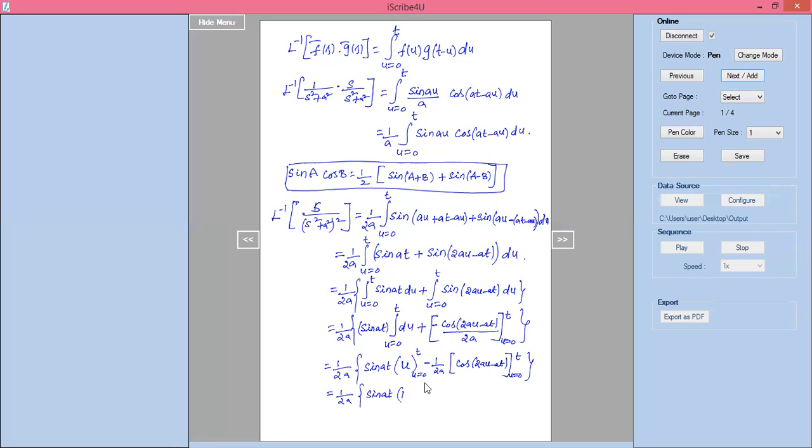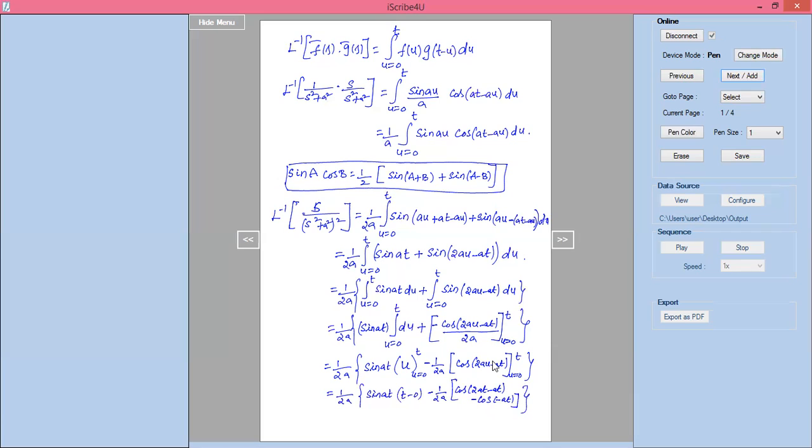Limit should be, first if you apply the upper limit, you will get t, lower limit means 0. So t minus 0 minus 1 by 2A into, if I apply the upper limit t, 2AT minus AT, cos of 2AT minus AT, minus cos of minus AT for u equal to 0. I am closing this bracket, then this flower bracket.